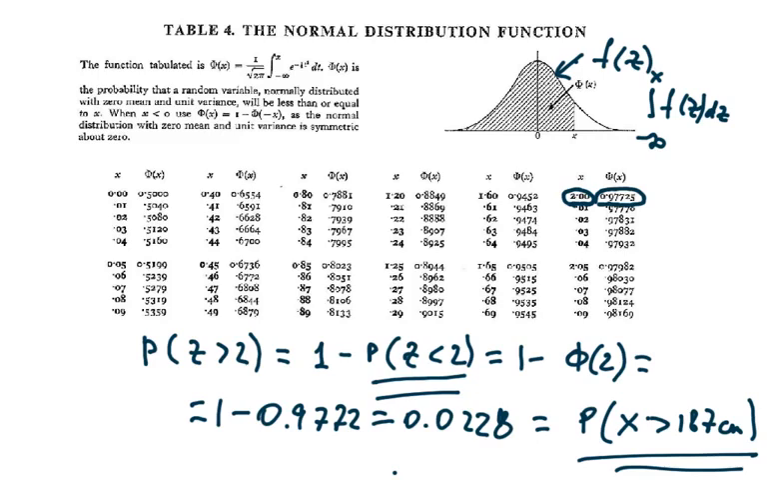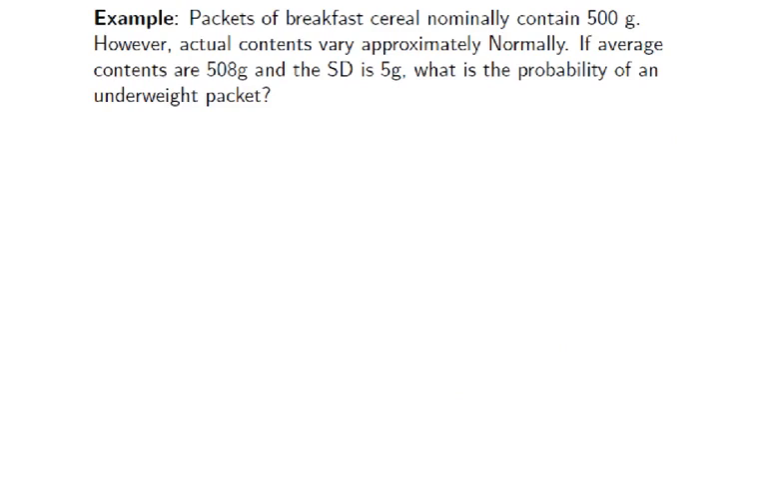Let us consider the next problem. Packets of breakfast cereal nominally contain 500 grams. However, actual contents vary approximately normally. If average contents are 580 grams and the standard deviation is 5 grams, what is the probability of an underweight packet?